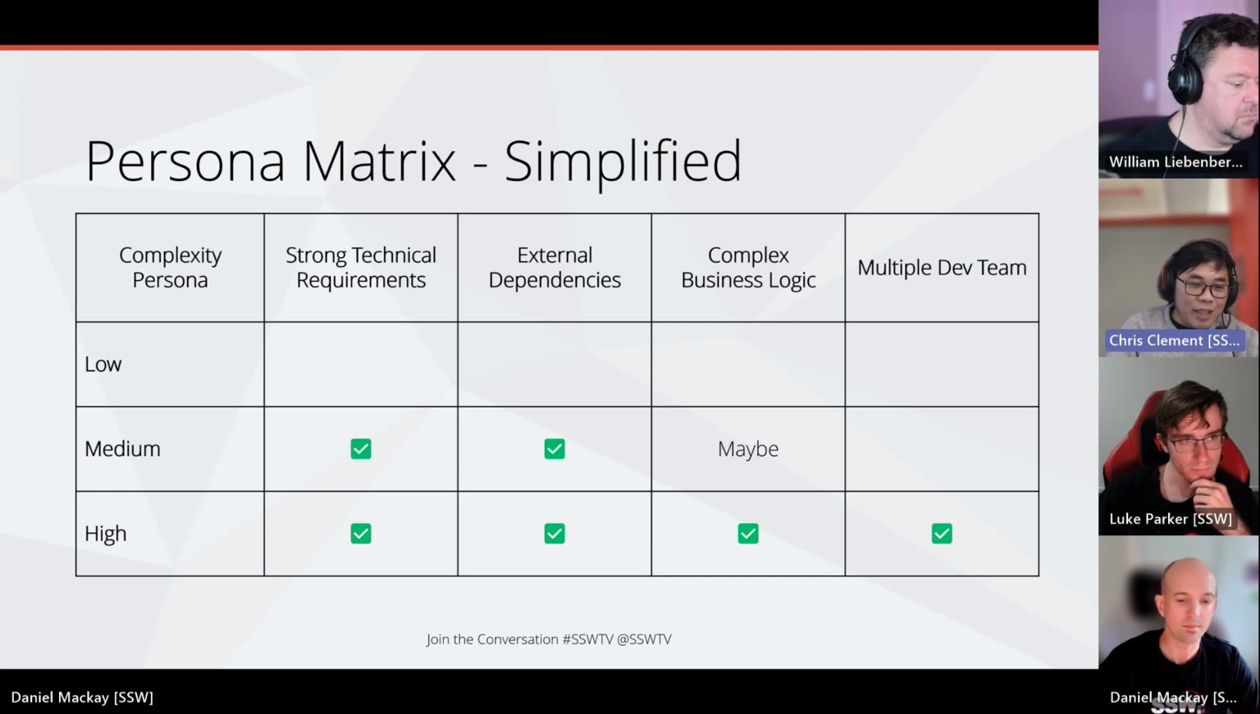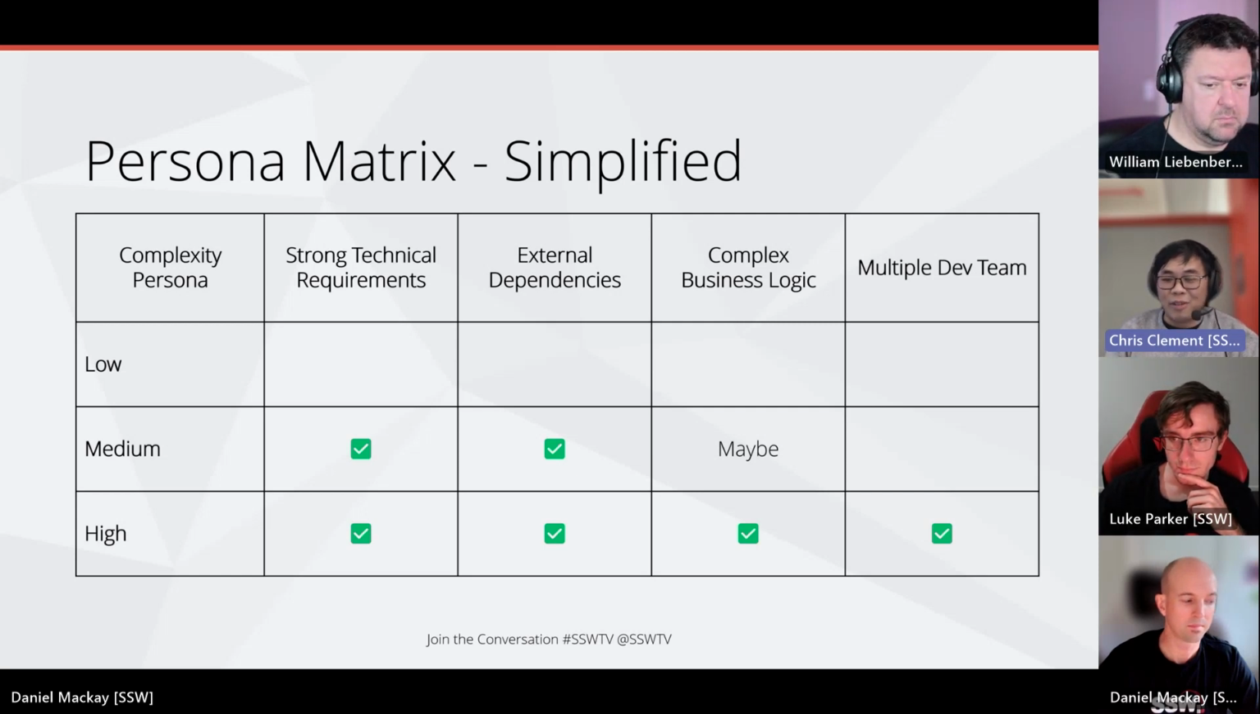As you can see, we have a table now on the screen. We have three main types of persona. The first one is low complexity, then you have medium complexity, and then the third one, which is high complexity. Now, this is a simplified matrix table where, at a glance, you can tell that if your project has strong technical requirements, then it might be a medium or high persona. More details on this later. We have a separate information table, but I'm just going to go through a summary of what's going on here.